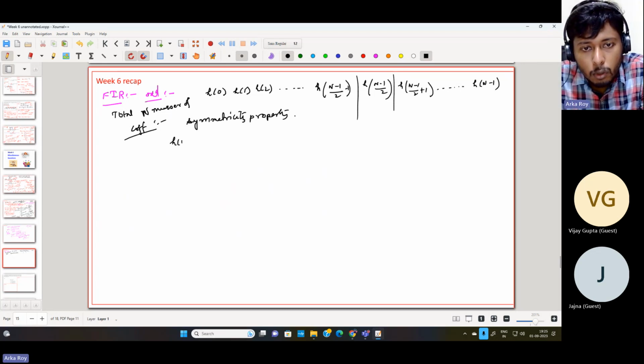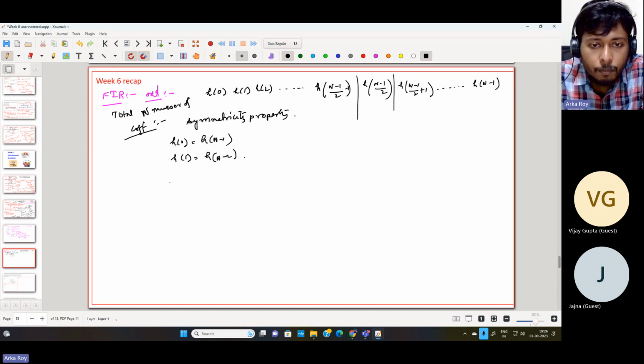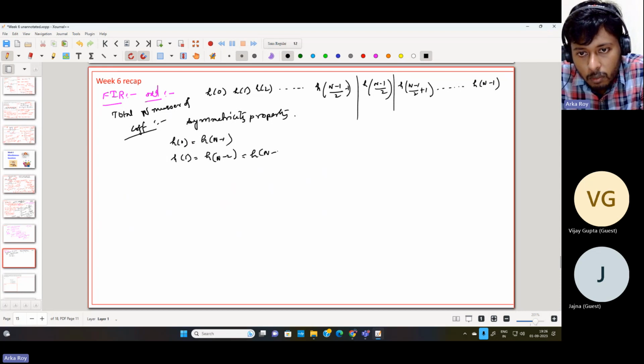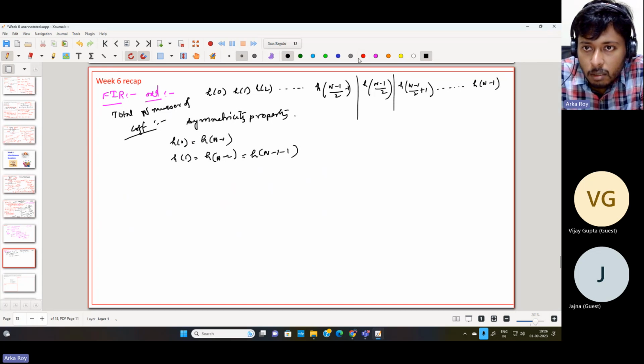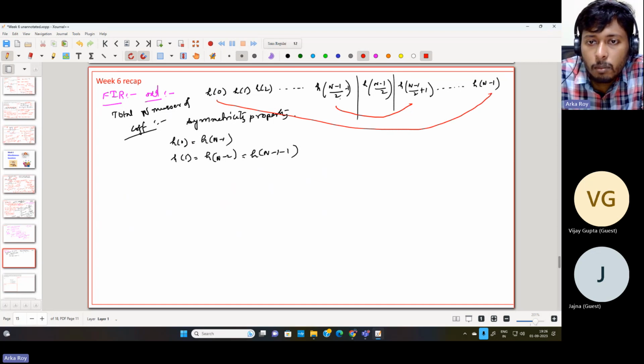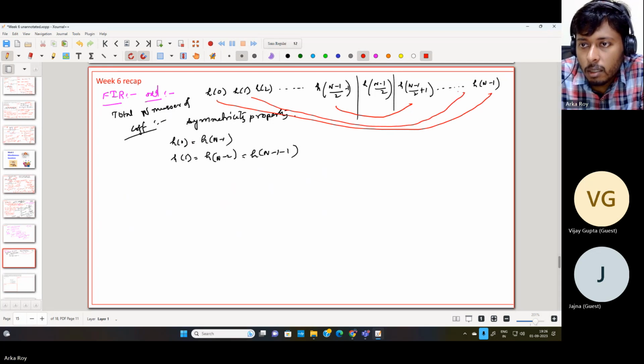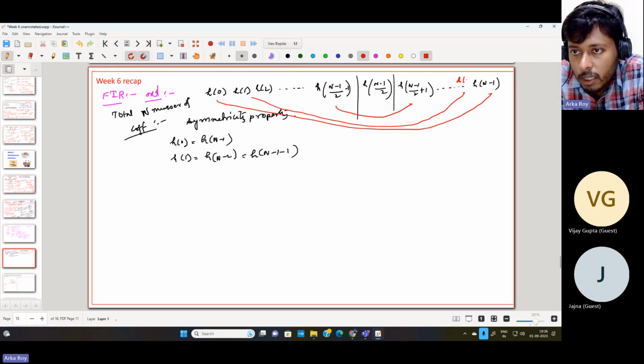How? h of 0 is equal to h of n minus 1. h of 1 is basically h of n minus 2, or I can write it as h of n minus 1 minus 1. So likewise, these two are the same. In between, h of 1 can be equated with h of n minus 2. Likewise, we can also infer how h of 2 will be equated with h of n minus 3.